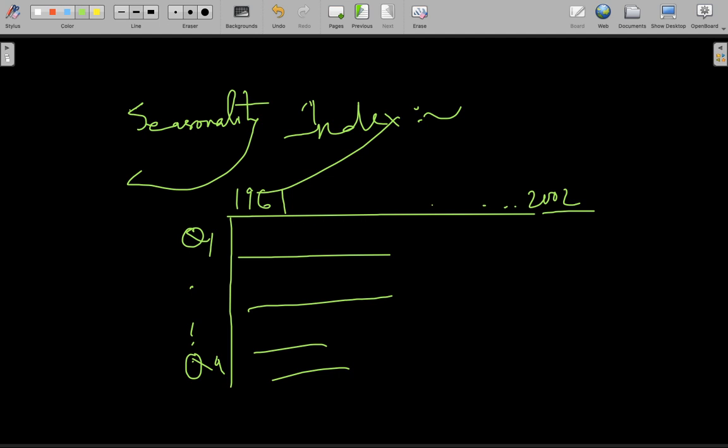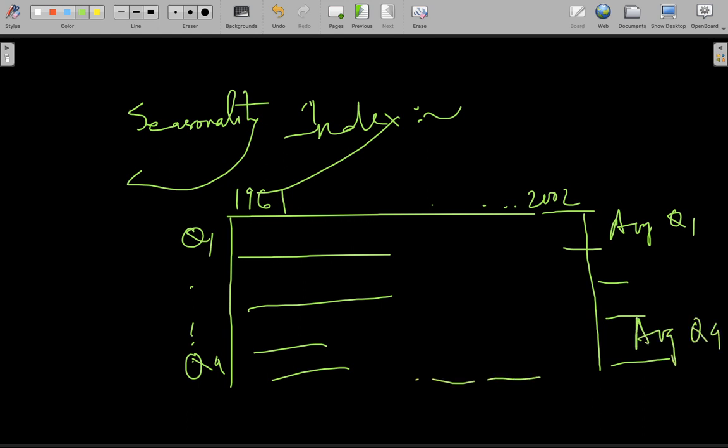So for example, if we have quarterly data, you take the average for all the quarters. Say here you have AVG Q1, this AVG Q4, and here you take basically the average of the whole data set, the average of all the quarters.